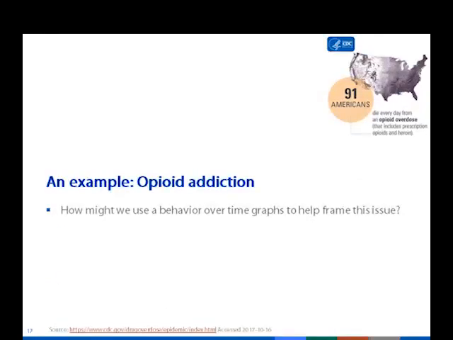Let's work through an example. As the picture here suggests, opioid addiction is a huge problem in the United States. It's the largest drug epidemic in U.S. history. That's the current state of things, but it might be helpful to use a BOT graph to help understand how we got to where we are. What we create and the ensuing discussion might help us to begin to think better about where we go from here.